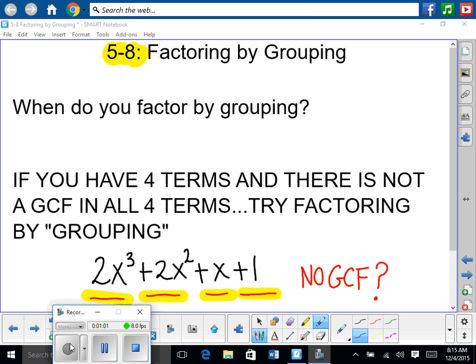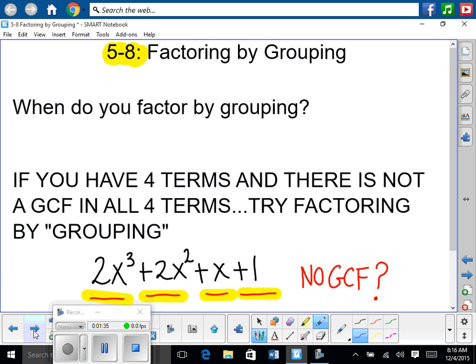So everybody look up here. Does everybody see how this has 4 terms? What makes it a term? It's separated by plus or minus signs. Very good. Now let's look at these 4 terms. Is there a greatest common factor in this term, this term, this term, and this term? No. So we can't factor out a greatest common factor, right? So this is when we would try factoring by grouping. Is everybody comfortable with when we're going to try factoring by grouping?